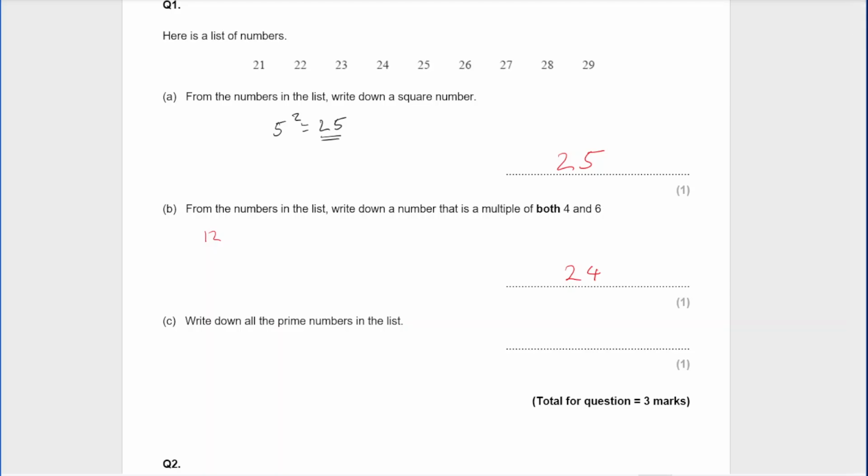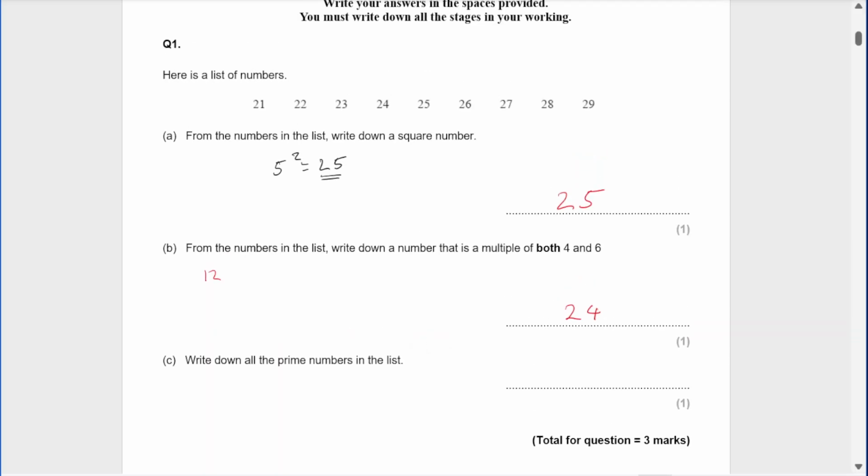Prime numbers from the list, so if we get rid of all of the even numbers, because 2 is the only even prime number, and then if we look at multiples of 3, so we've got 21, 24, 27, and then if we look at the square number, can't be a prime number because 5 is a factor, so that only leaves us with 23 and 29, and those are both our prime numbers, so 23 and 29.